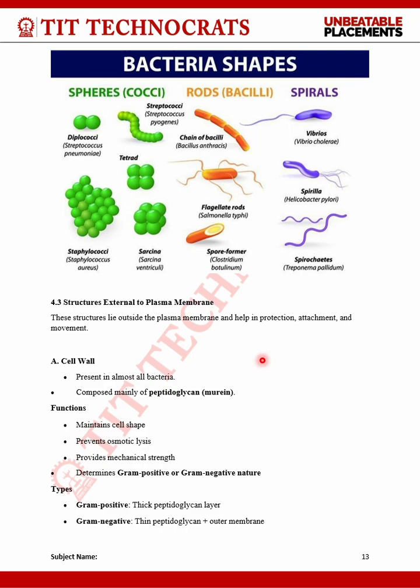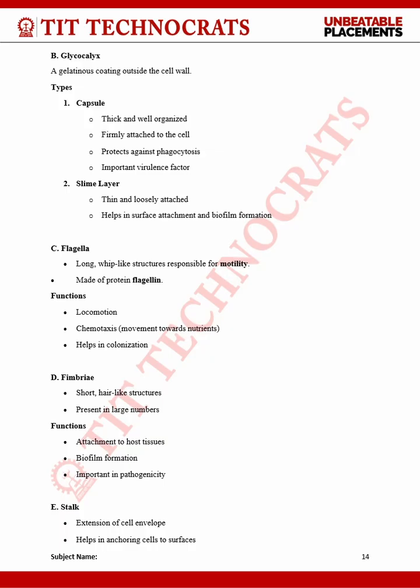Structures external to the plasma membrane. The cell wall is present in almost all bacteria. Then we will study the capsule. The capsule is a thick, well-organized layer firmly attached to the cell, which protects against phagocytosis. Flagella: the flagellum is a whip-shaped structure responsible for motility, made up of proteins.